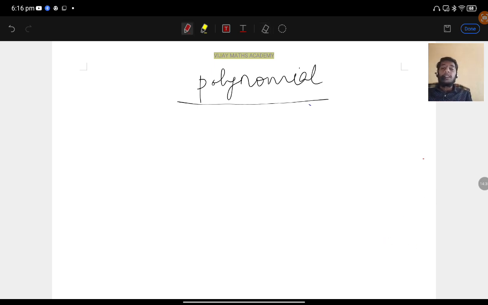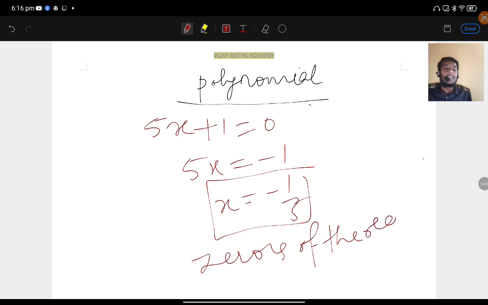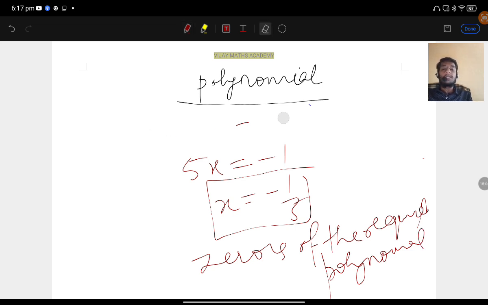Okay, suppose 5x plus 1 is a polynomial. We have to make it equal to 0. 5x is equal to minus 1, x is equal to minus 1 by 5. So this is the zero of the required polynomial. Okay, next.